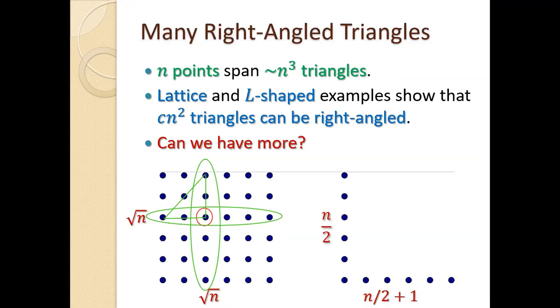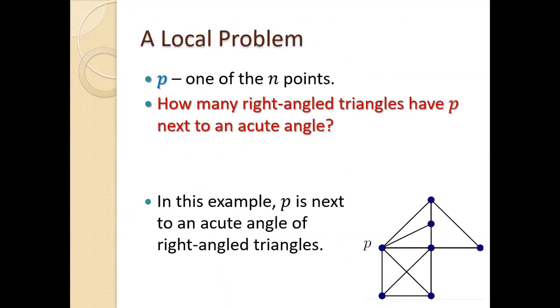Let me clear what I put here. So here's my question to you. A bit harder question, I guess. Instead of asking to prove that the total number of right angle triangles is at most something, let's start with a more local problem. We fix 1 point, P, just 1 point of my point set.